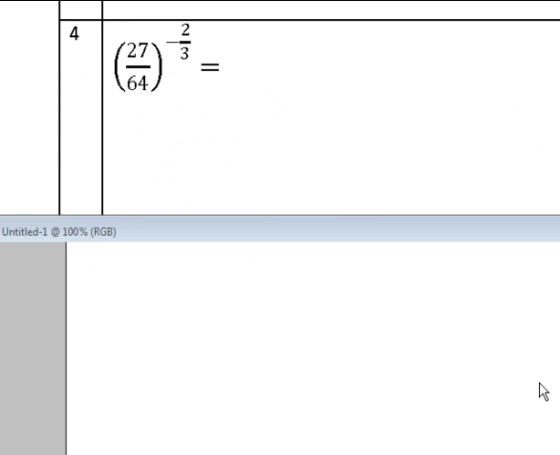Okay, here's quiz question number 4. Copy this one down, and you can do question 4 now.